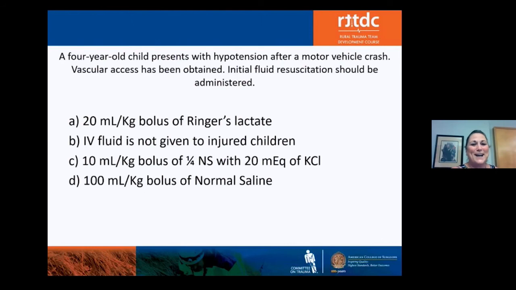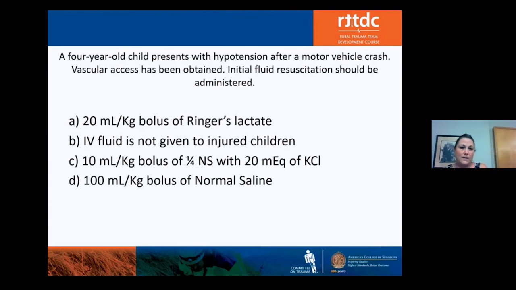A 4-year-old child presents with hypotension after a motor vehicle crash. Vascular access has been obtained. Initial fluid resuscitation should be administered with A, 20 milliliters per kilogram bolus of Ringer's lactate. B, IV fluid is not given to injured children. C, 10 mLs per kilogram bolus of quarter normal saline with 20 milliequivalents of KCl. Or D, 100 mLs per kg bolus of normal saline.